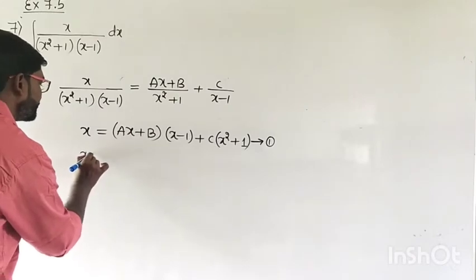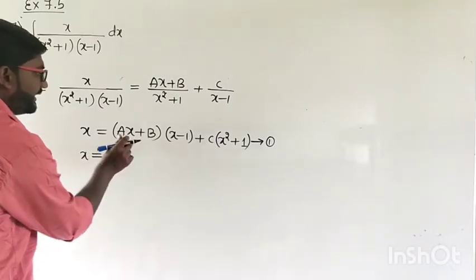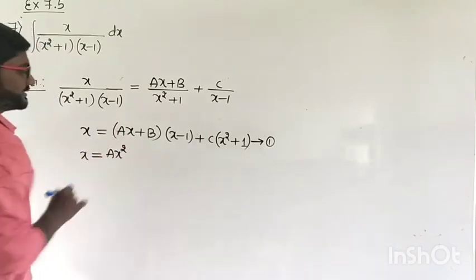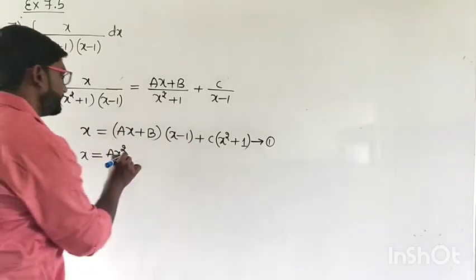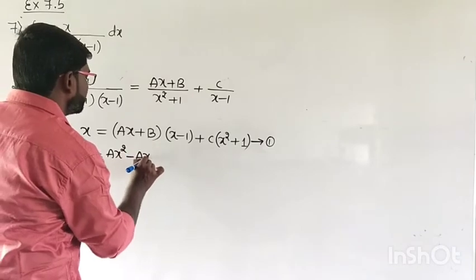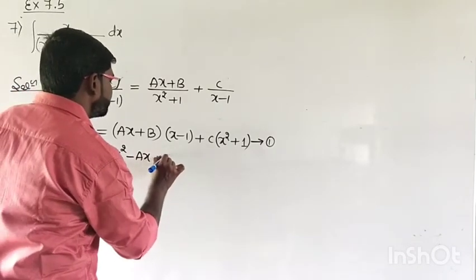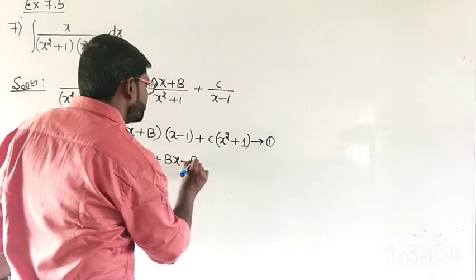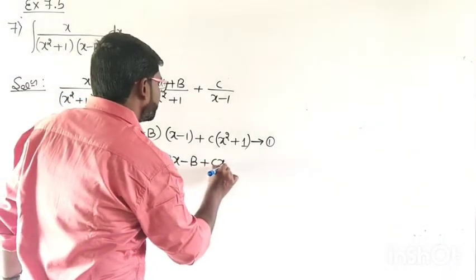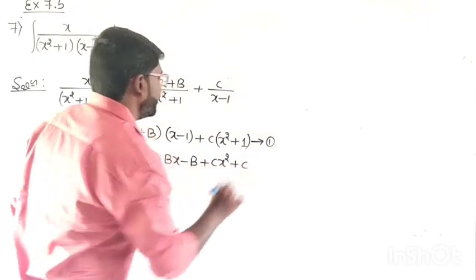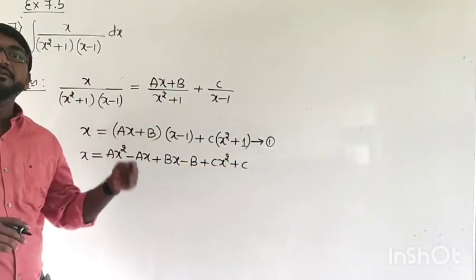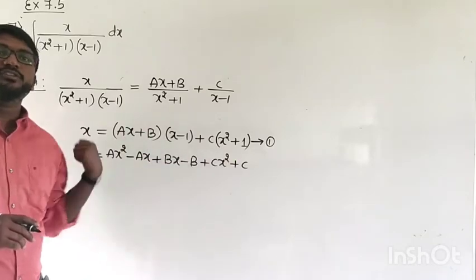X which is equals to ax into x will be ax square. Then ax into minus 1 will be minus ax. Then plus bx. Then b into minus 1 it is minus b, plus cx square plus c. So now we have to equate the coefficient of x square, x and the constant terms both the sides.